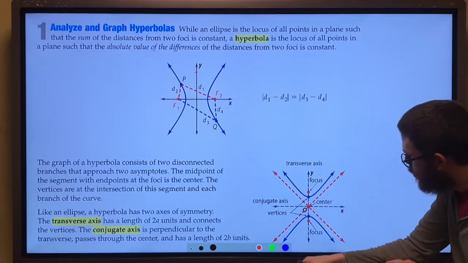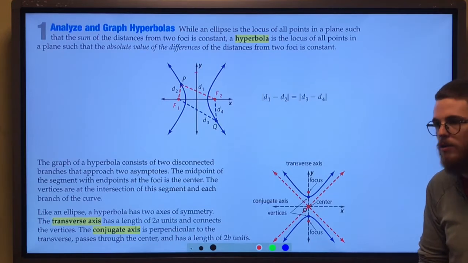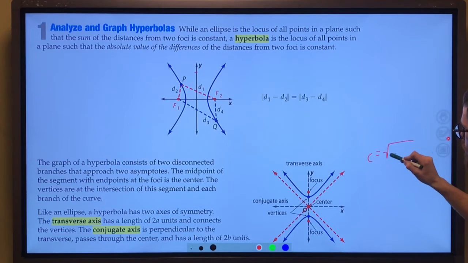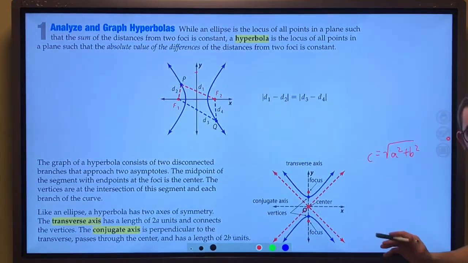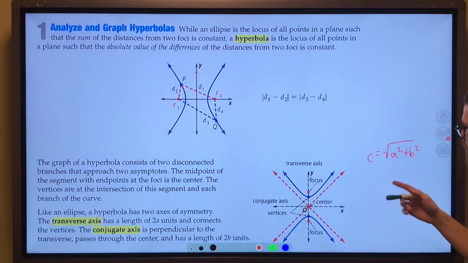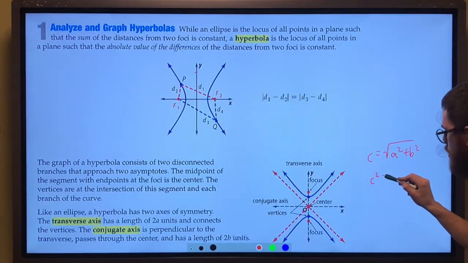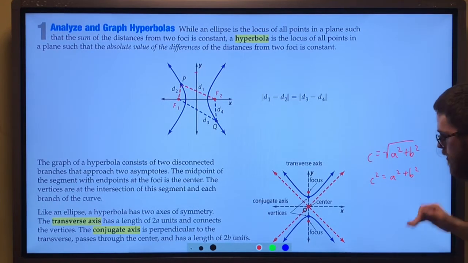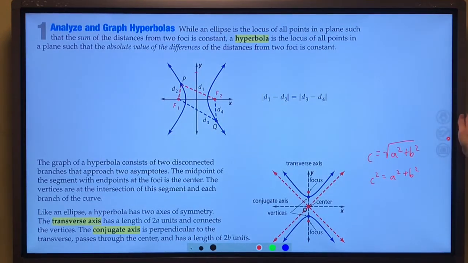We still have a focus, and the distance from the center to the focus is our C value. I don't believe we say it on here, but C is equal to the square root of a squared plus b squared. In an ellipse, C squared was a squared minus b squared, but here C squared is the Pythagorean theorem, a squared plus b squared. That's what we want: C is equal to the square root of a squared plus b squared.